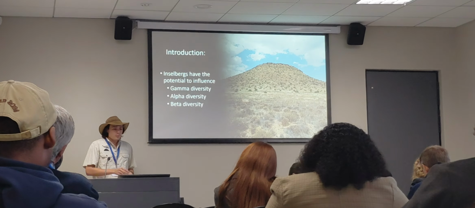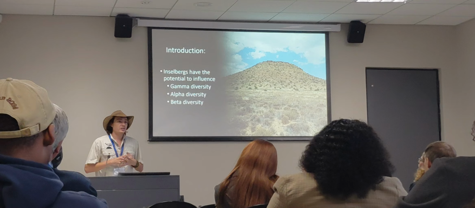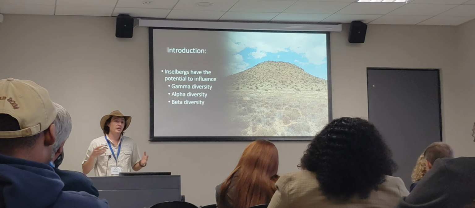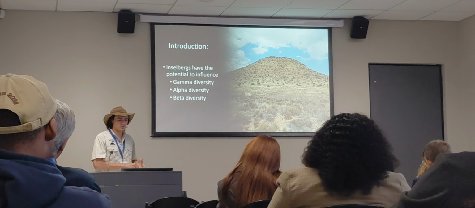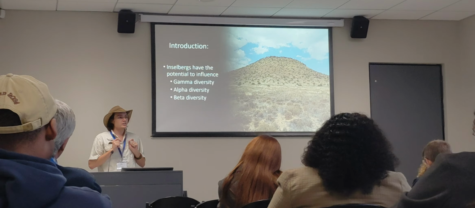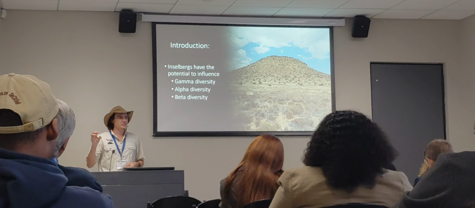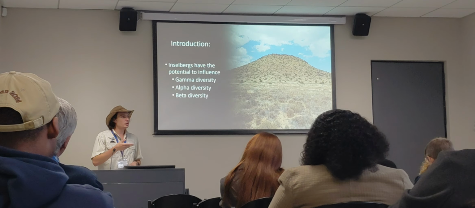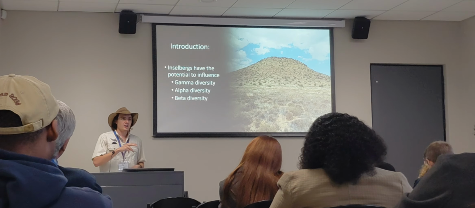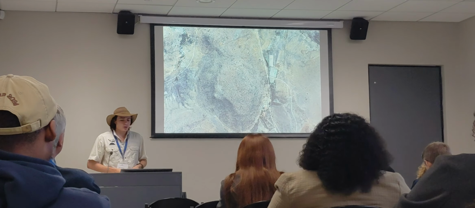So, for my study, we looked at the gamma diversity, which is the overall diversity around the entire study area, so that would include the inselbergs and the areas without the inselbergs. We will also be looking at alpha diversity, which is your local diversity at each site. And then we'll also be looking at beta diversity, which is the turnover, the change in species between these different sites. So how did we sample these inselbergs?